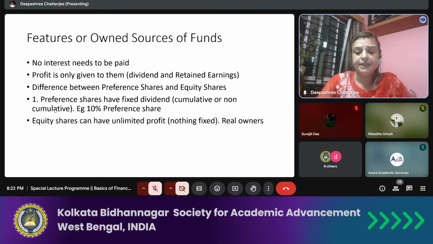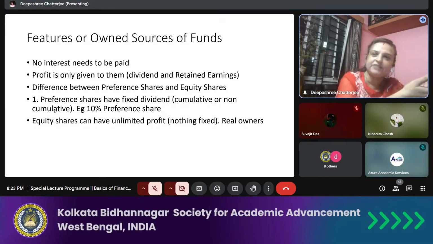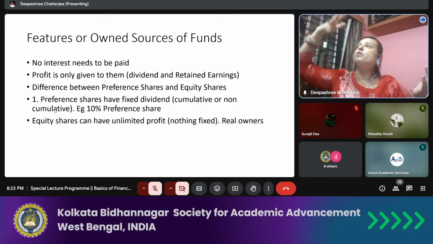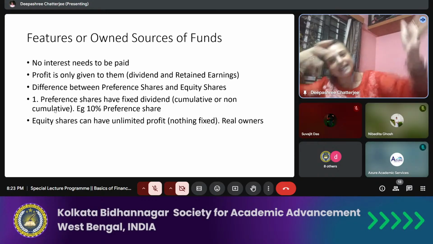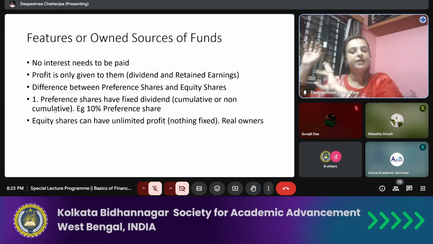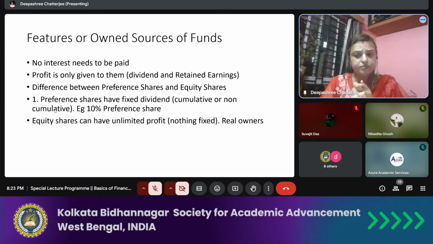Next, a very important thing is that equity shareholders have unlimited profits, because whatever is left, everything belongs to the equity shareholders. So there is no limit to their profit. Whether the profit is 1 lakh, 1 crore, or 10 crores, after giving only that 1,000 in our example to preference shareholders, the remaining entire amount would be enjoyed by our equity shareholders.